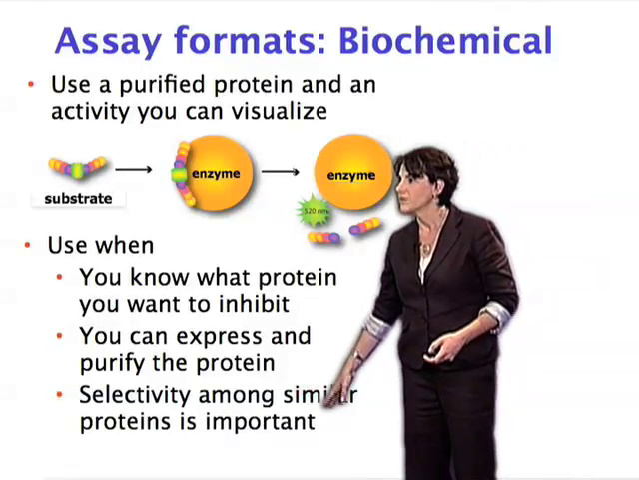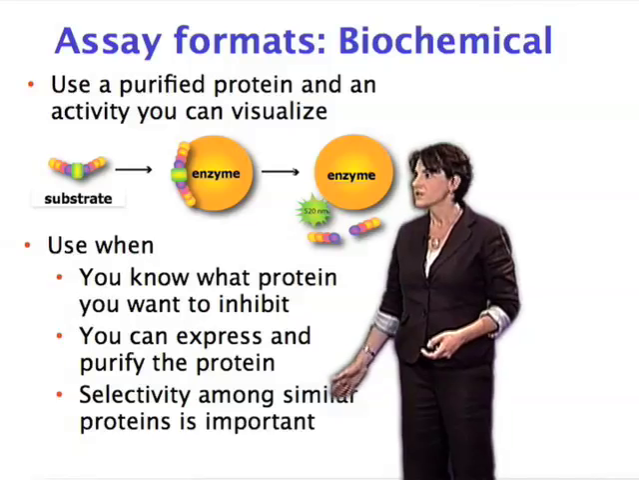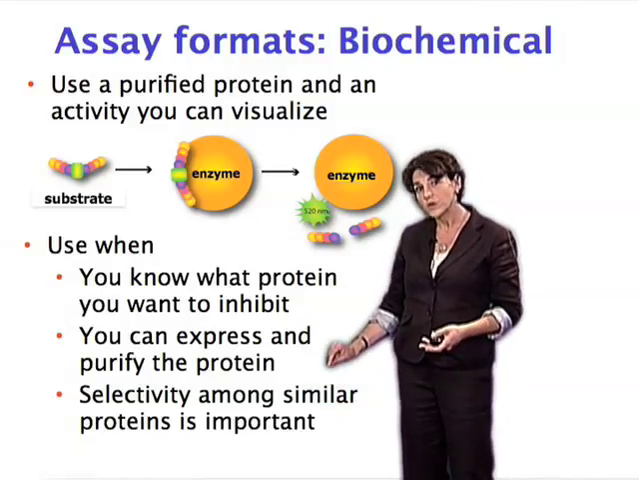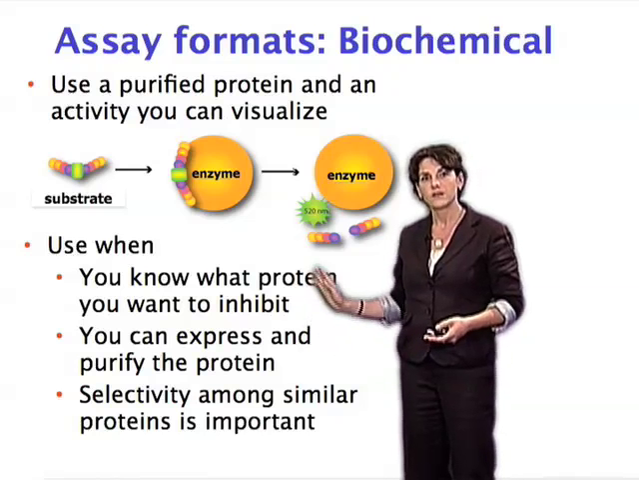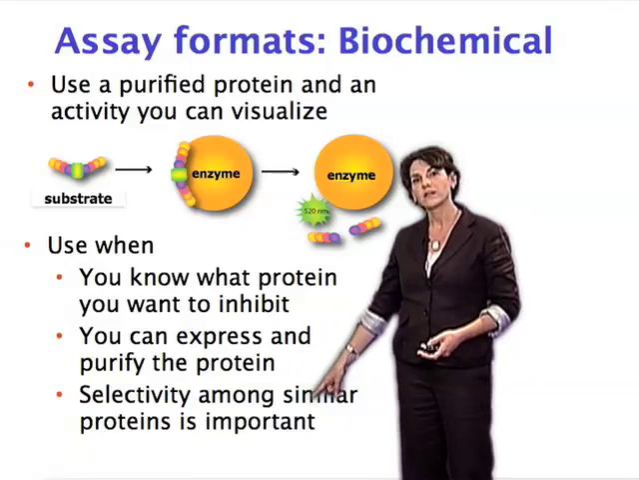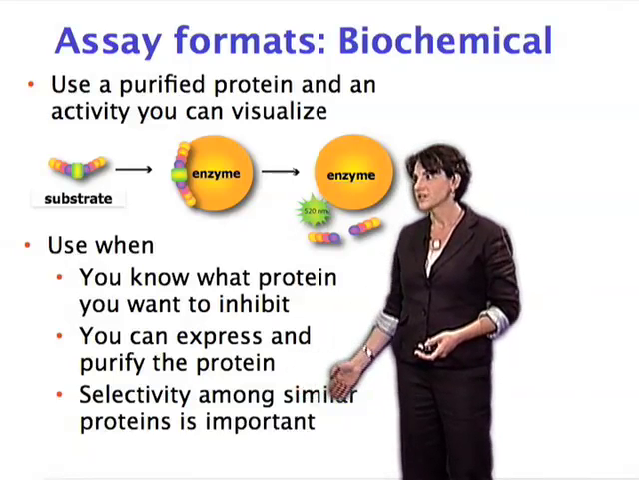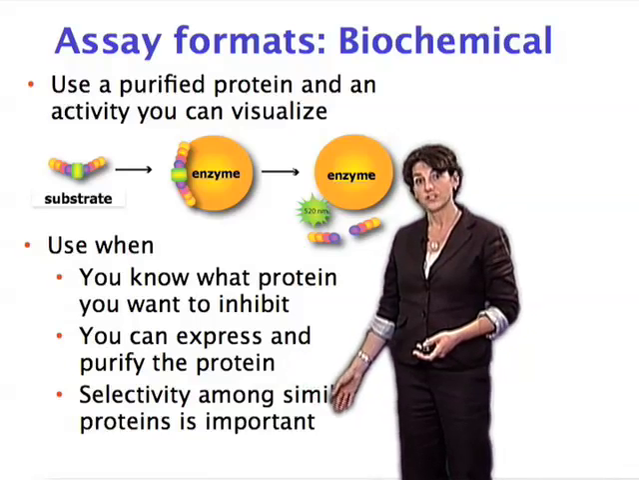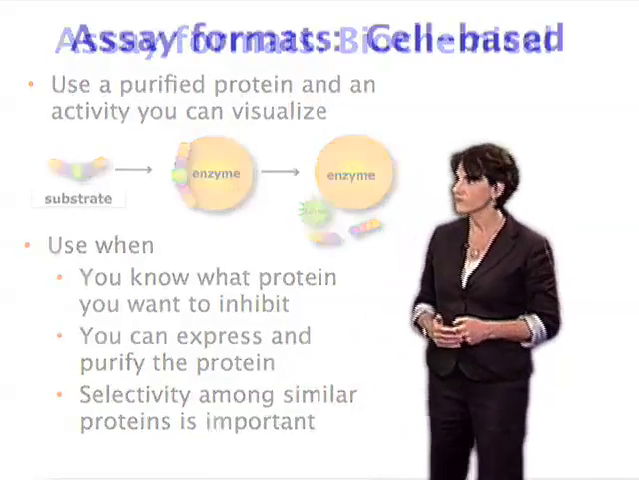Also, the selectivity among similar proteins is important. So again, in the kinase example, there are hundreds of kinases in the body. Some you want to inhibit for your disease, some you don't. They're critically involved in homeostasis. So if you have a whole panel of those similar proteins, then you can test activity against your protein of interest without having activity against the proteins you're not interested in.